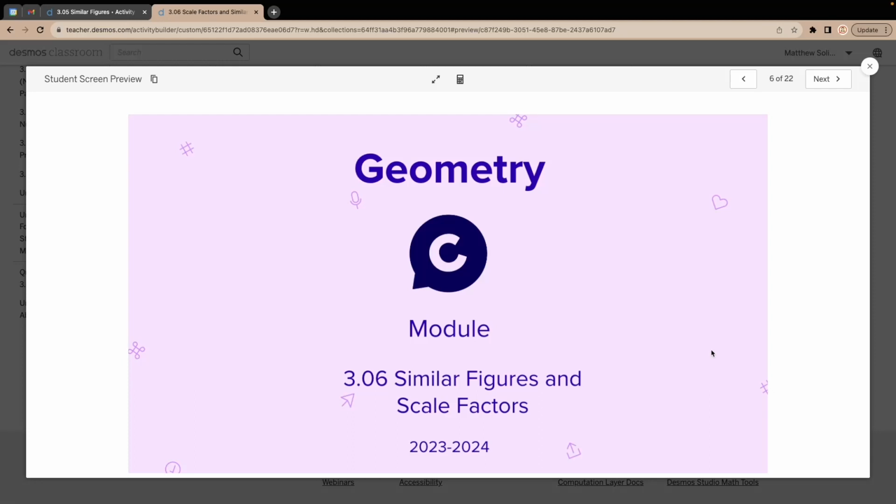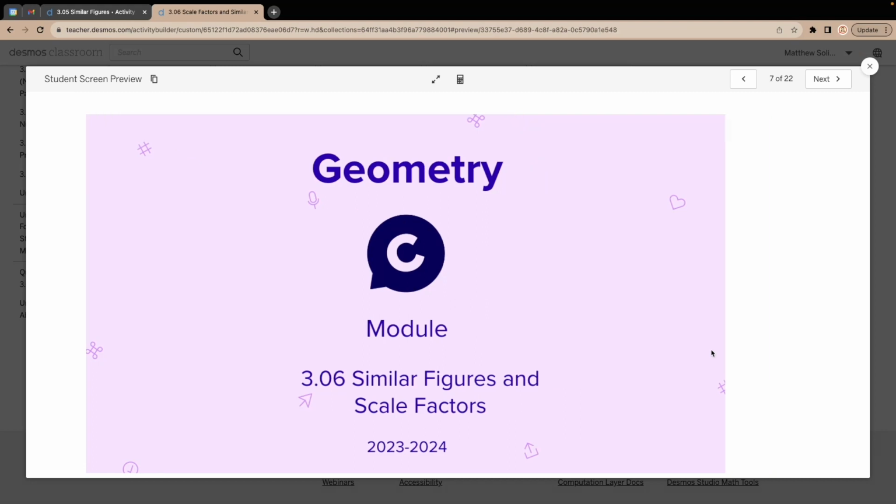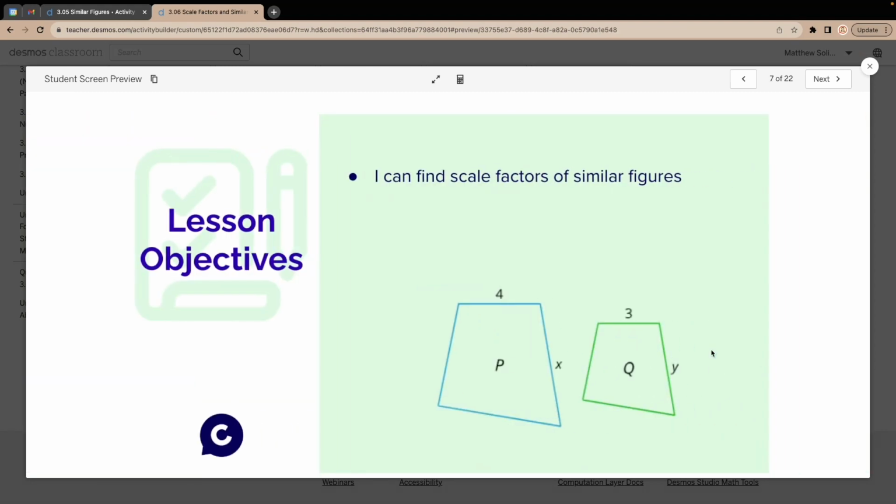We've talked about dilations. We've talked about similar figures. Now we're going to talk about how to find scale factors if you have similar figures. So that's our goal for today. What's the scale factor between P and Q?